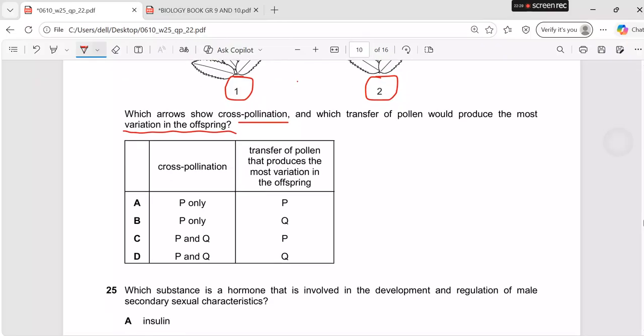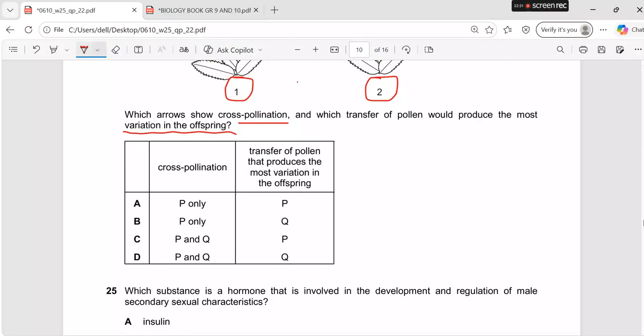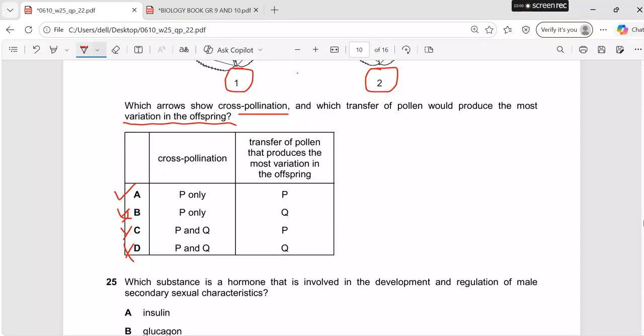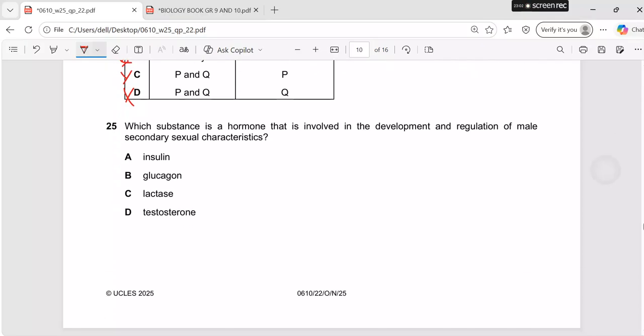So it looks easier because if you go for A, it says P only, and P seems the correct answer. But let us see what about B, C, and D. If you read them, I think I already explained. So I think I should just do it straightforwardly. A is the correct answer, and I gave you the reason also.